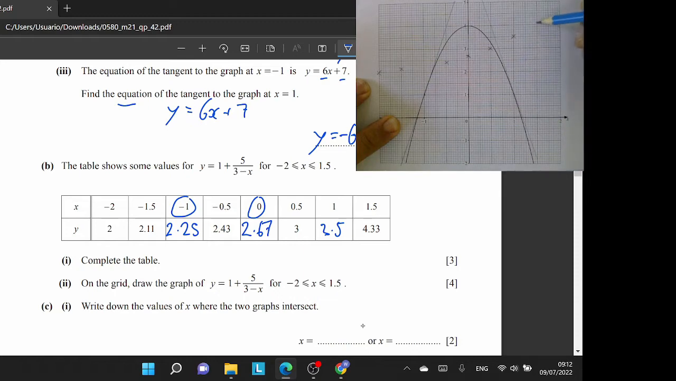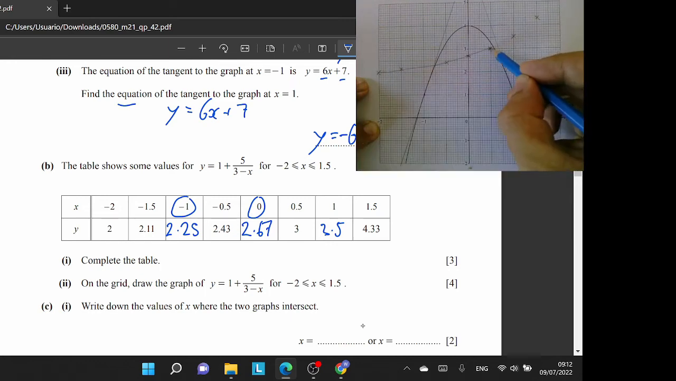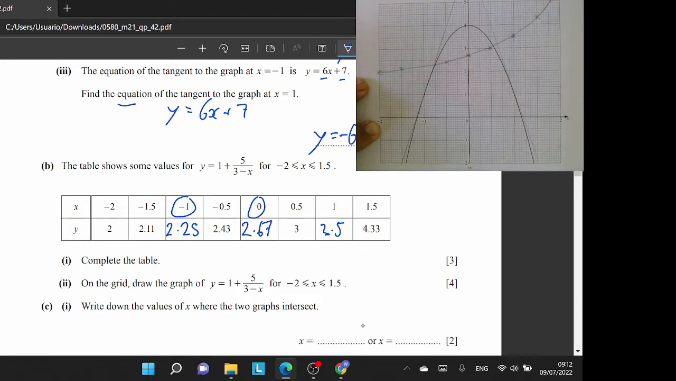1.5, 4.33. Once you plotted the points accurately, do not use a ruler to connect them. Connect them by freehand. And done.